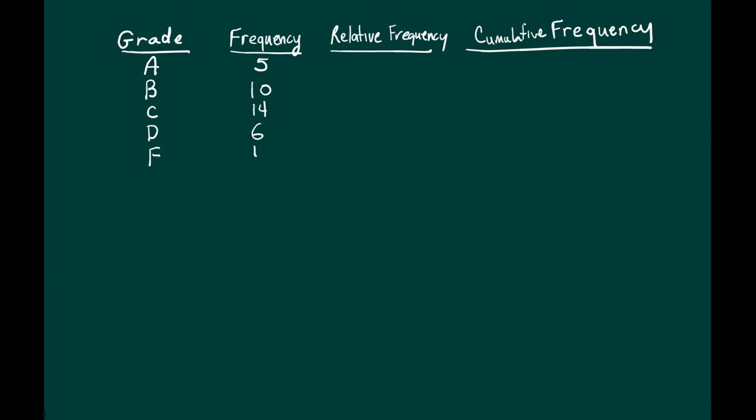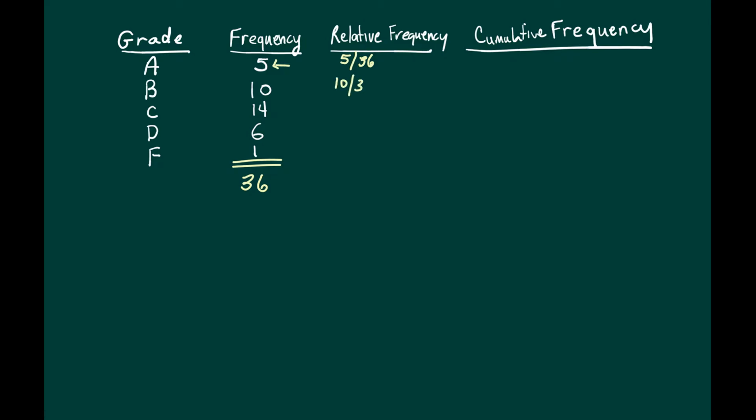So the relative frequency is this frequency relative to the total. So the first thing I need to do is get a total. So that's what, 5 plus 10 is 15, 15 plus 14 is 29, plus 6 is 35, plus 1 is 36. And then each one of these categories would be the frequency divided by its total.